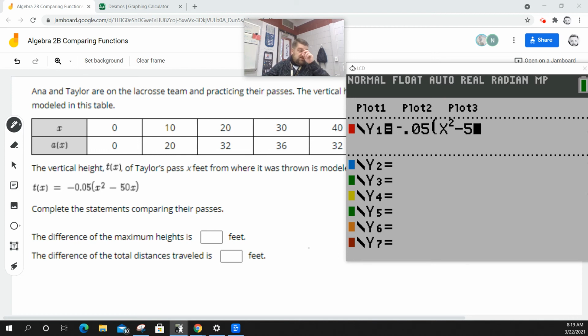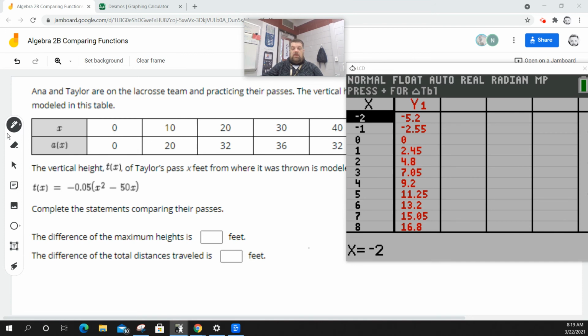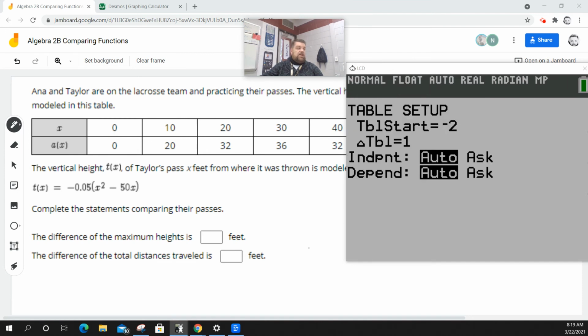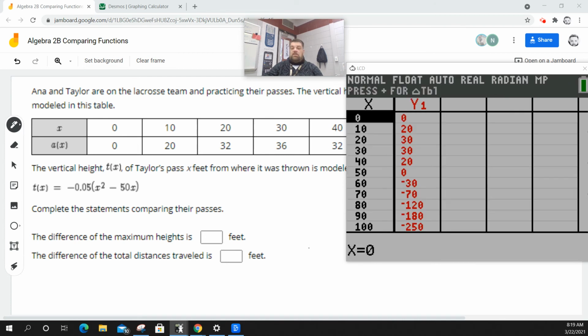Minus 50x. So I enter it in exactly how I see it. Then I'm going to look at the table of values. Now, the cool thing is I could go into the table set menu and change this increment to 10, which is kind of cool. So I'm going to change this increment to 10, but I want it to start at 0. So now I'm going to make a table that looks just like the table that's on the thing.